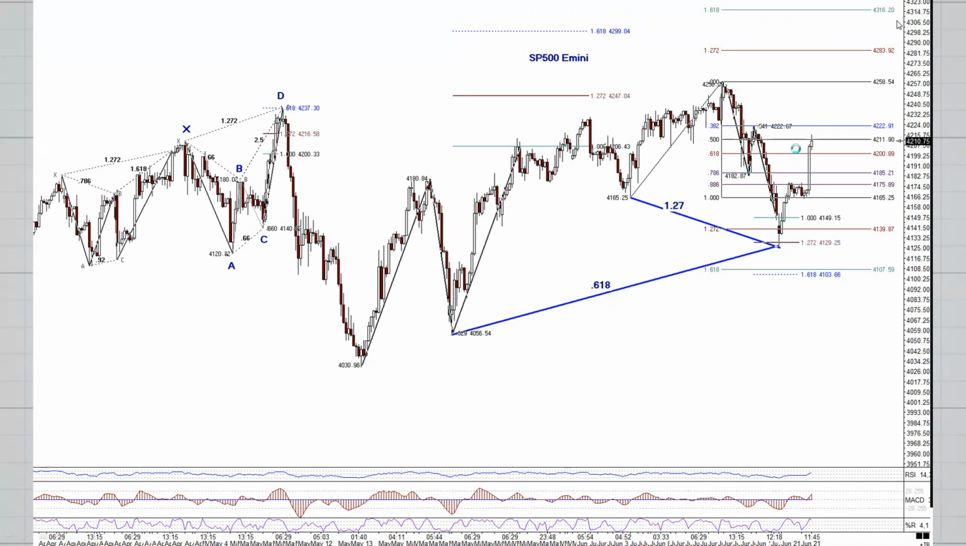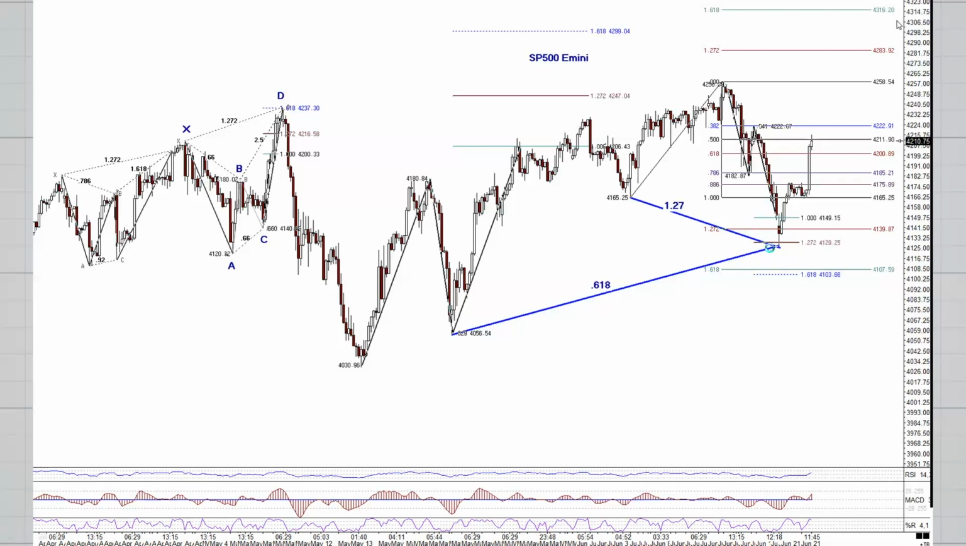So we want to now watch these levels on the upside, this 4220-ish area and the 4230 to 40 area were points that the market spent quite a bit of time trading around. And we'll look at this on the next chart.